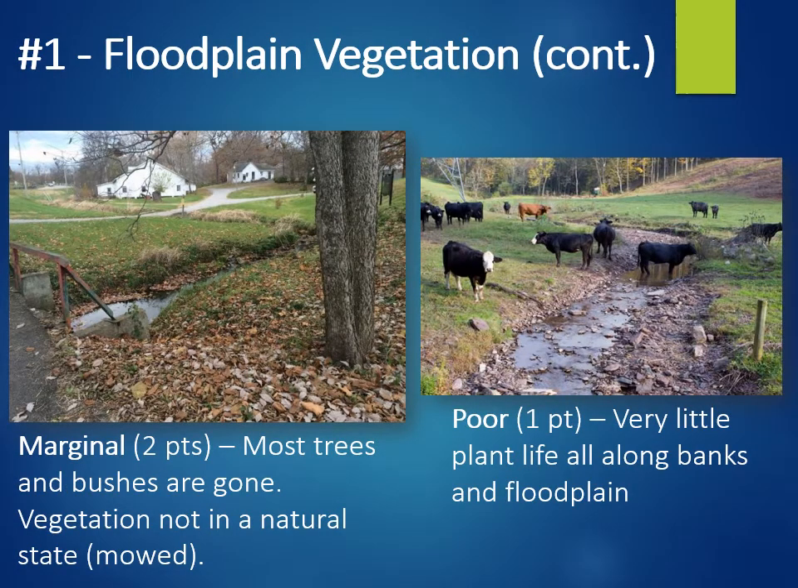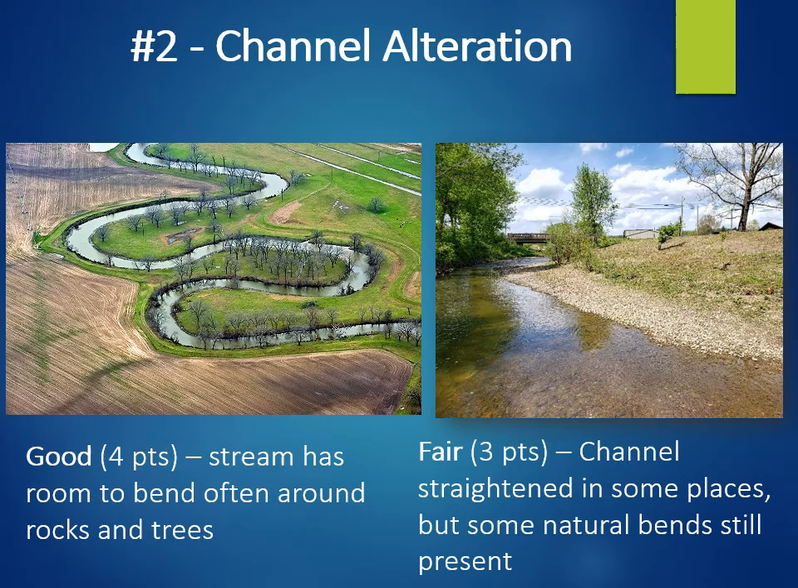The floodplain vegetation is ranked as marginal when most of the trees and shrubs are gone and mowing or grazing has limited plant growth. And we'll rank this characteristic as poor when very little plant life is present.